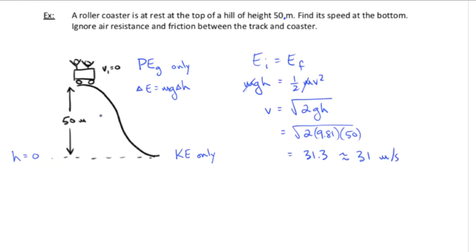Now you might ask, what about the normal force? The normal force is acting on the coaster, and that's not either gravity or the spring force, it's external. But the normal force always acts perpendicular to the direction of motion. At any moment, the coaster is moving along the track, and the normal force is pointing perpendicular to that, and therefore it does no work. So that's an introduction to the principle of conservation of energy.